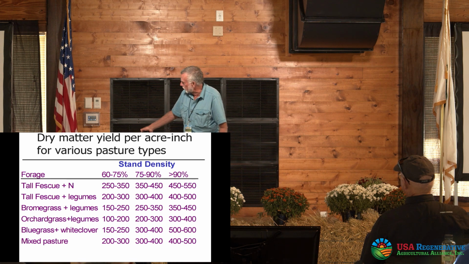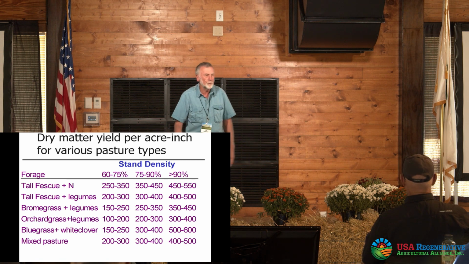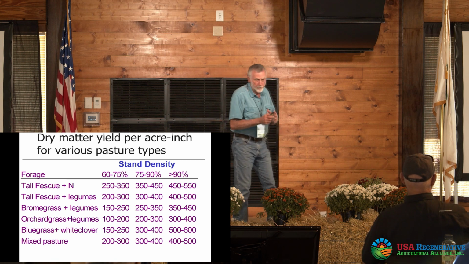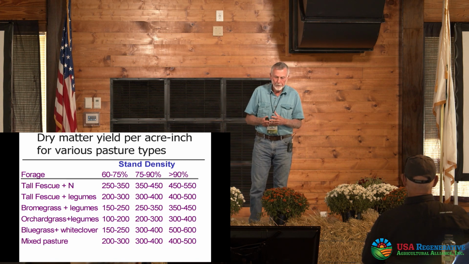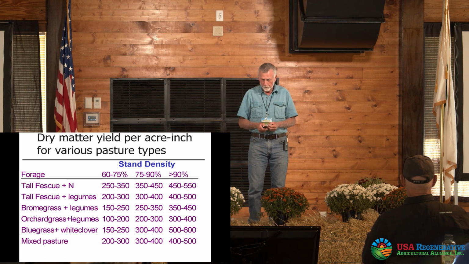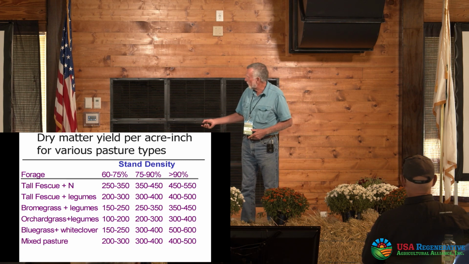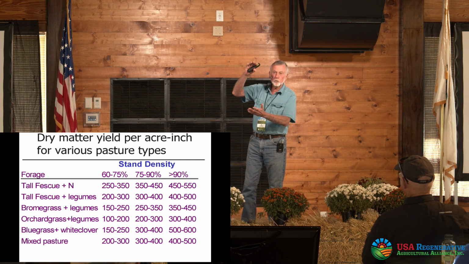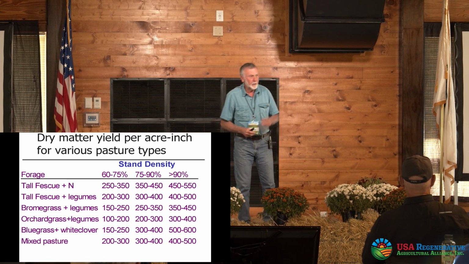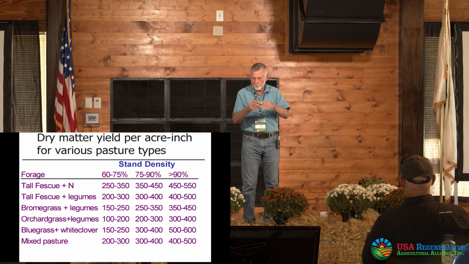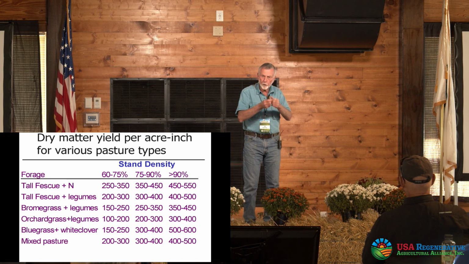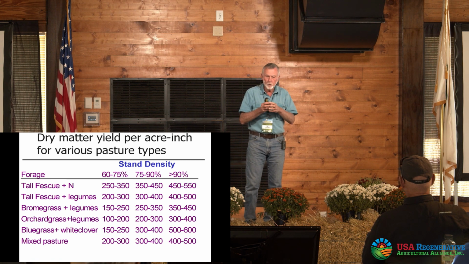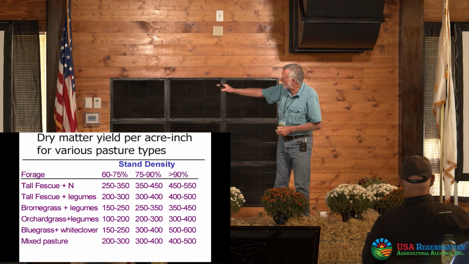And look at this one. If it's only a fair stand, only 150 to 250 pounds per acre inch, okay? Tall fescue with legumes, which a lot of you would have, doesn't yield as much per inch as bluegrass white clover, but it gets taller, all right? Orchard grass out in the pasture. Yesterday, there was a fair bit of orchard grass out there, so I know it grows here. But orchard grass is a looser bunch than fescue. And so the yield per acre inch on the orchard grass legumes is lower than fescue.